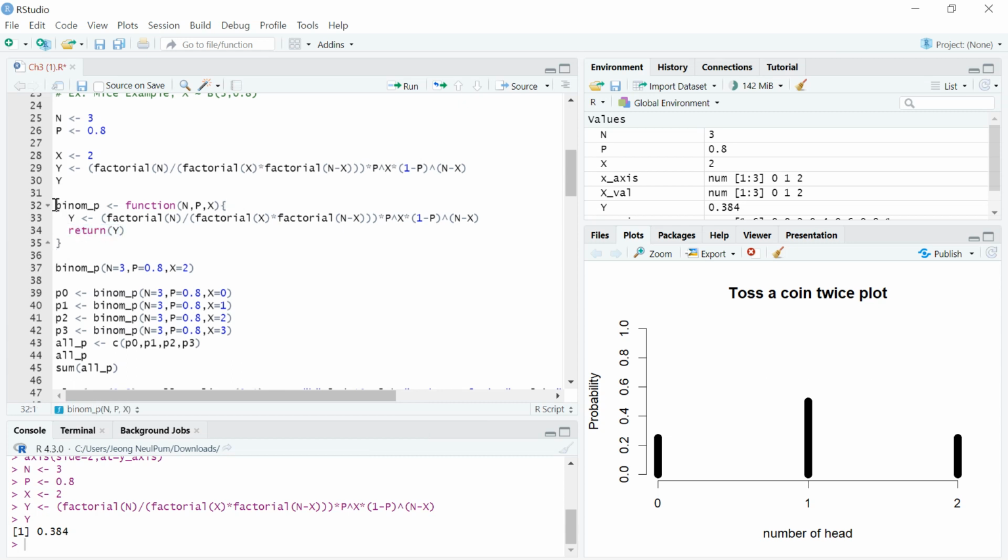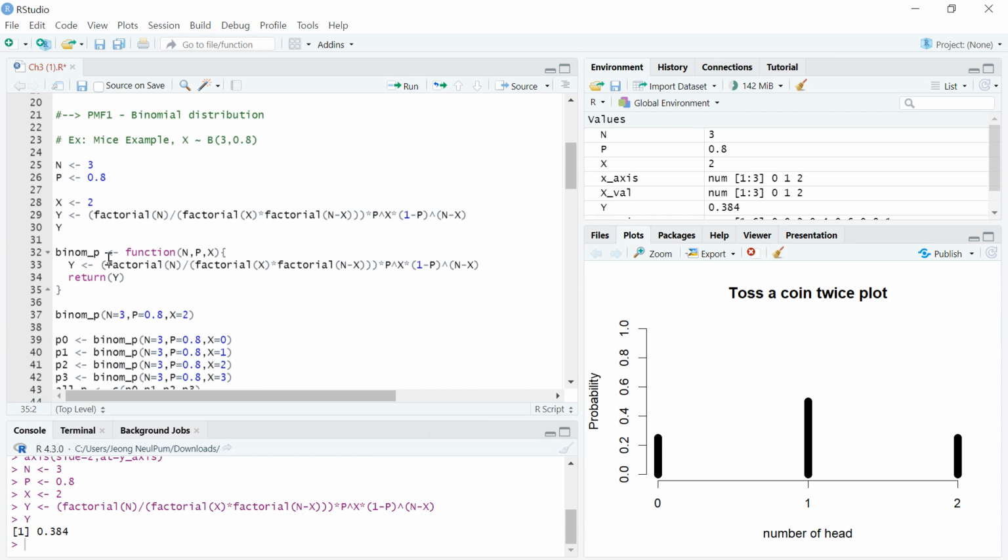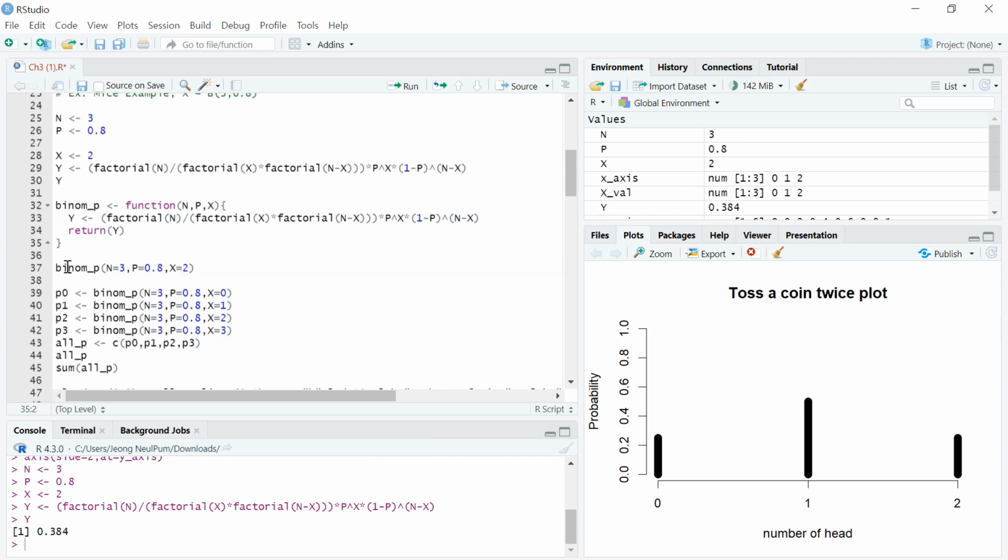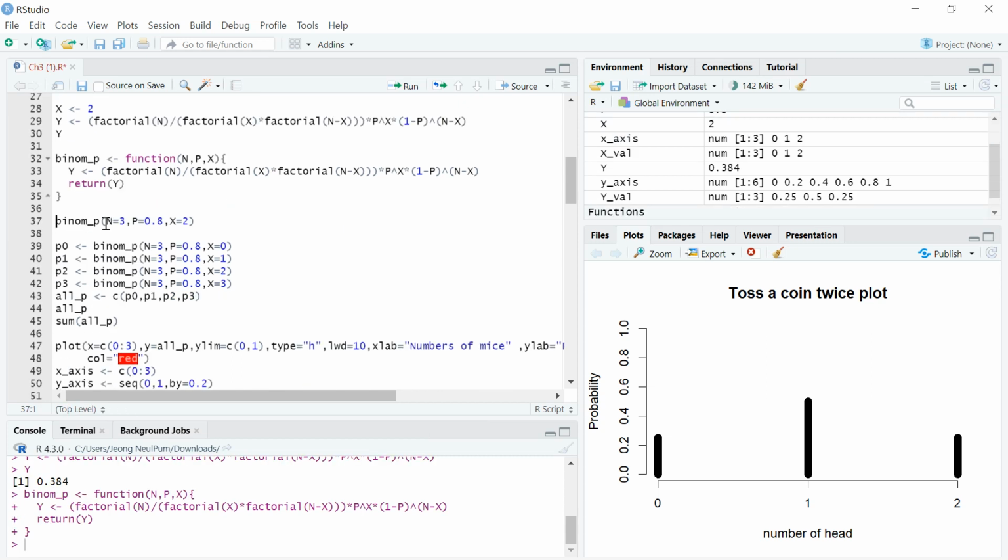When we use this binom_p function, with any argument n, p or x, we can get each density and each probability from our own parameters by using this function. Sorry for the inconvenience. As we made our function here, we can designate the argument as our own n.